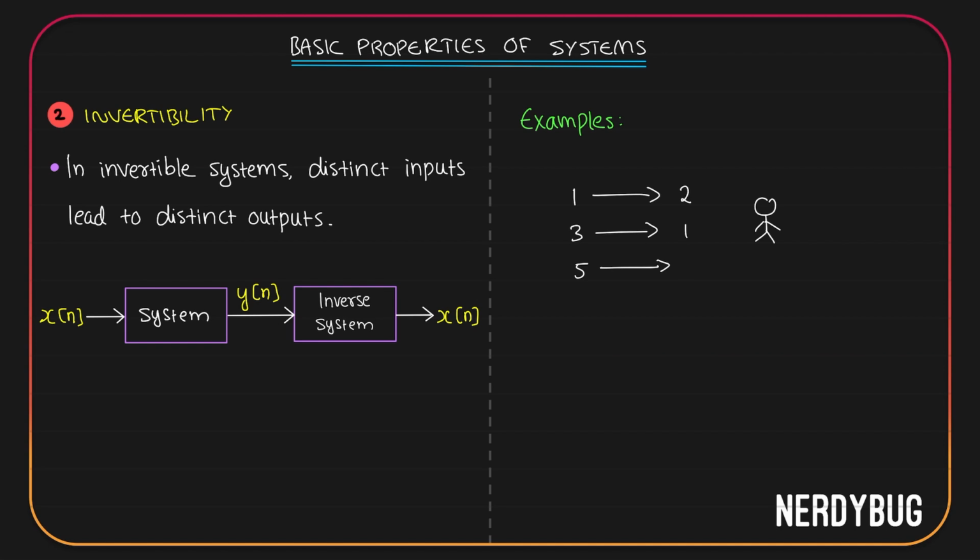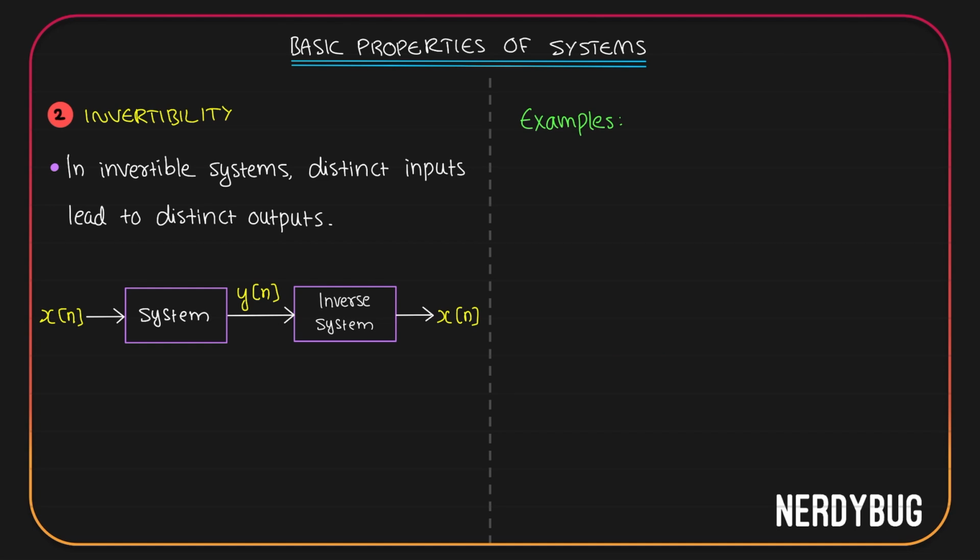But if instead of 2, I had got 3, then it is possible. Wherever I have 2, I know the input was 1. Wherever I get 1, I know the input was 3. Wherever I got 3, I know the input was 5. That is, for distinct inputs, we have distinct outputs. In case a system is invertible, then obviously an inverse of that system exists. So let's say we gave x of n to an invertible system, it gave y of n out. Now, if you give y of n as an input to its inverse, then obviously you would get the original input as the output here.